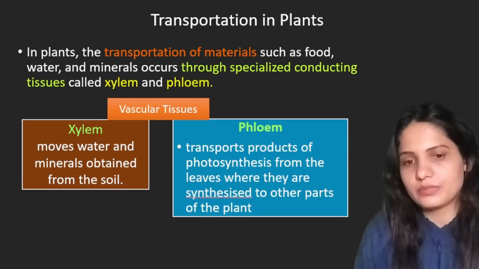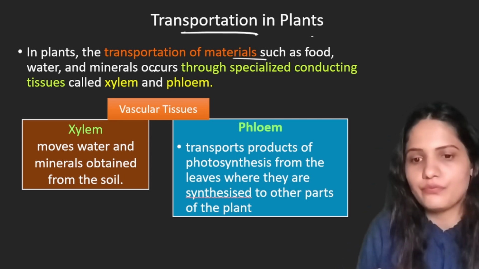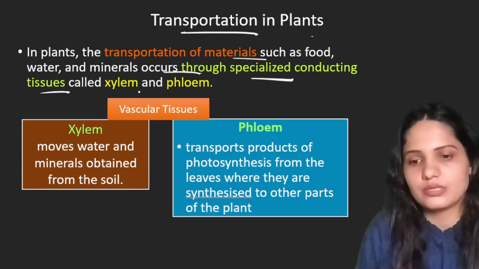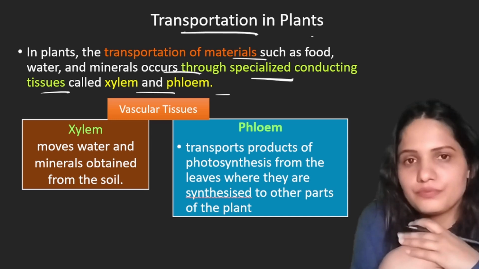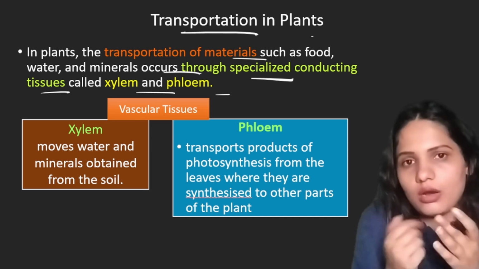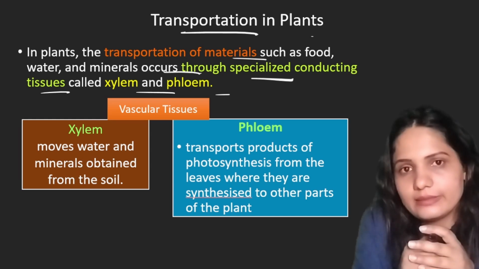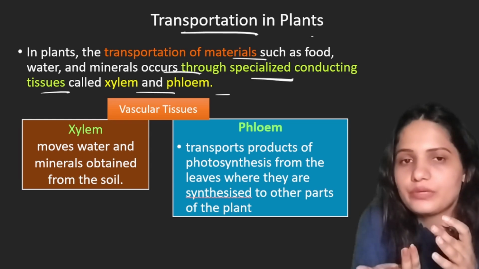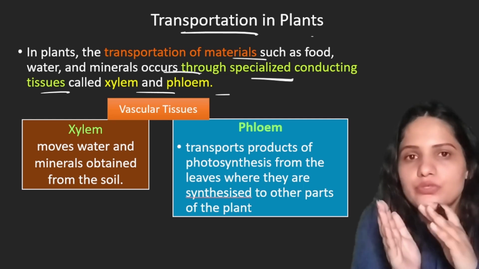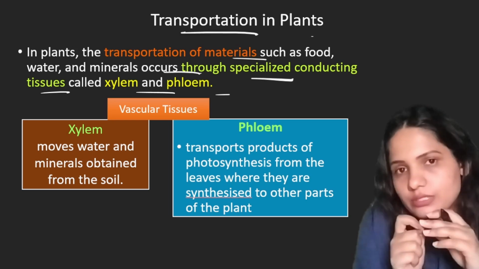If we see transportation in plants, the transportation of materials such as food, water and minerals occurs through specialized conducting tissue called xylem and phloem, like in our case we had arteries, veins, and heart in our circulatory system. Plants lack blood. Plants don't have blood in their body, so they have other types of vascular tissues to transport water, minerals and food throughout their body.